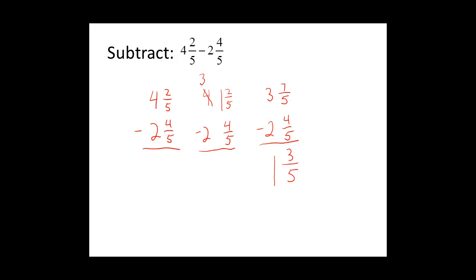Let's review. First, we tried to subtract 2 minus 4, and we could not do that. So we needed to borrow 1 from the 4, making the 4 a 3. The one that we borrowed we put next to the fraction part. Then we changed this mixed number into an improper fraction. Then we were able to subtract the numerators. Then we subtracted the whole parts, and we got our final answer.